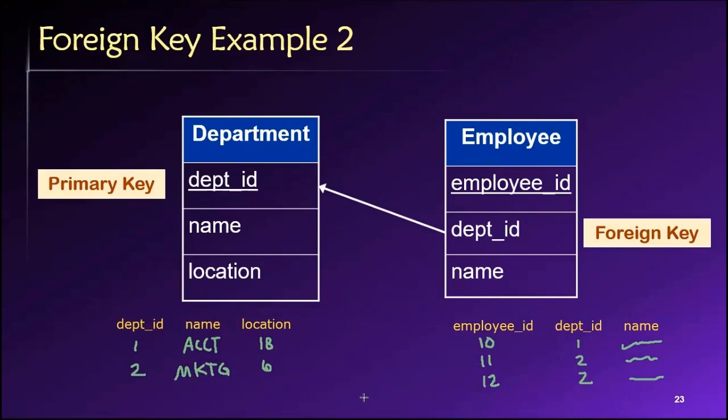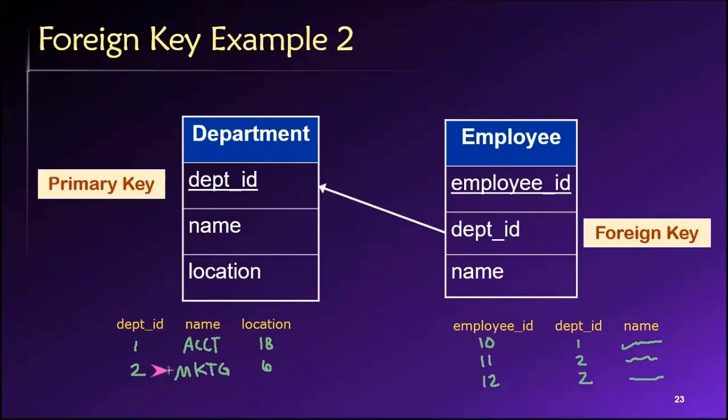So we can ask the database questions like, hey, database, which employees work in the marketing department? And the database would answer that question by saying, all right, is this the marketing department? No. Is this the marketing department? Yes. So the marketing department has an ID of 2.